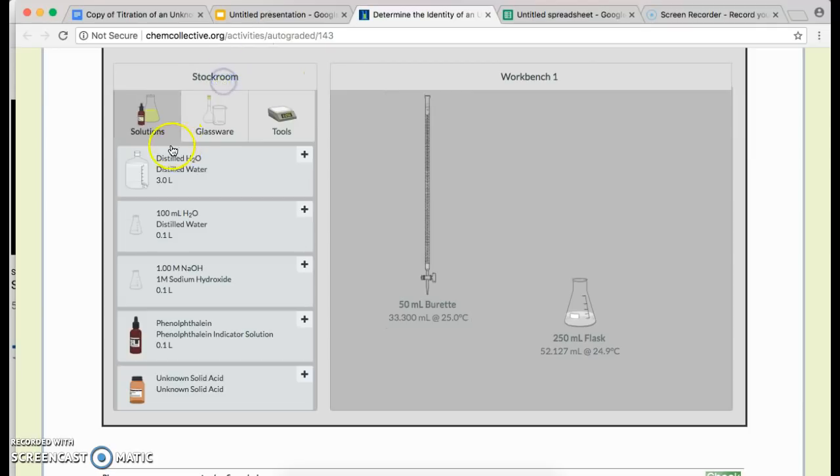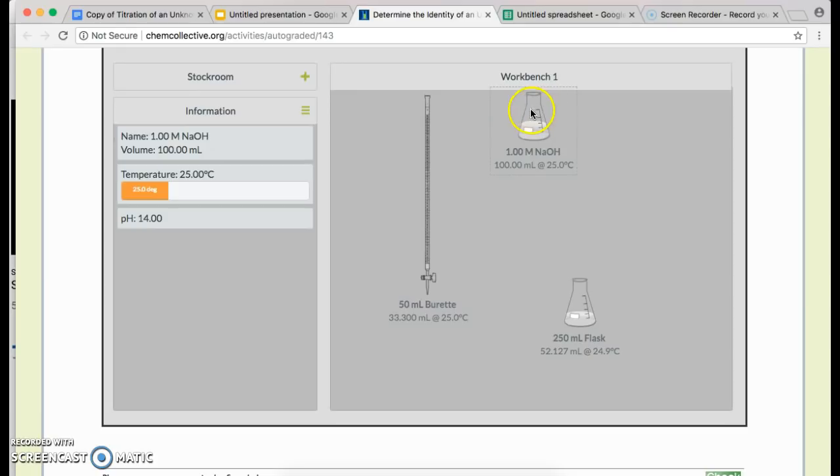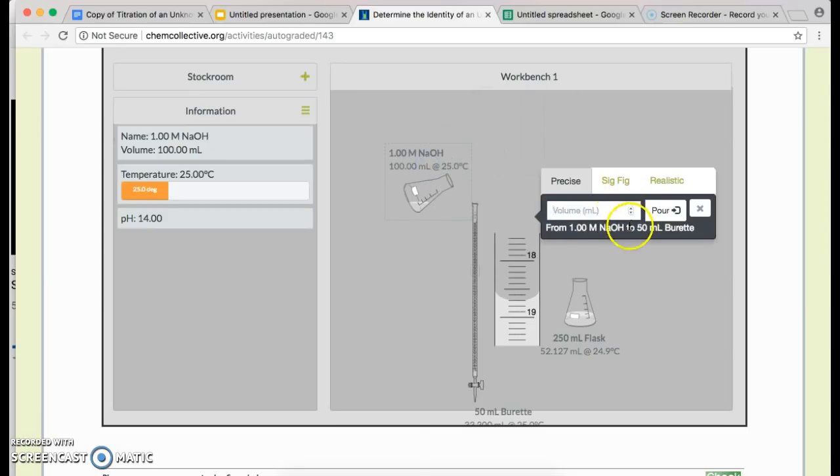So back in the stock room, I'm going to get sodium hydroxide. I'm going to pour it over, and then I can see that the volume reading is a little bit above 19. So I'm going to add in about, let's go for like 10 milliliters. I think that should be good. I think that should be enough.